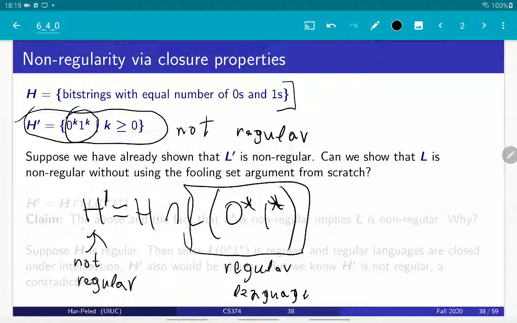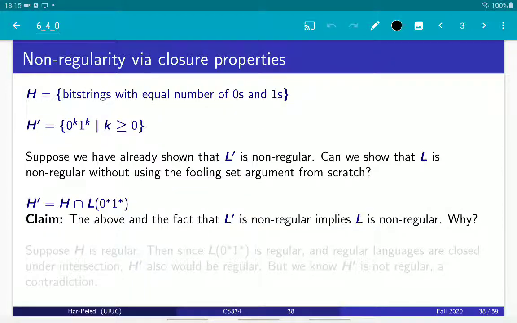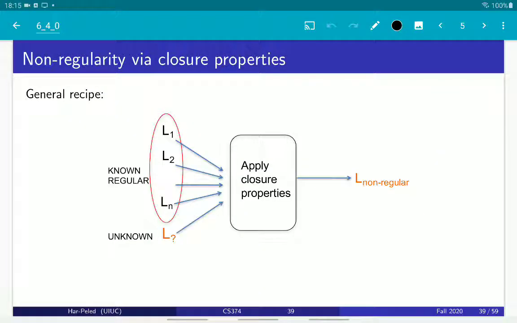H prime is not regular. Now what happens if H is regular? Let's assume for a second that H is regular. Okay, so we take a regular language and we take another regular language and we take their intersection. Well, the intersection of regular languages is a regular language. We proved that. This was the product construction of automata. So if H was regular, then this intersection would also be regular, which is a contradiction to the fact that H prime is not regular. So we got a contradiction, okay? So that's the proof.